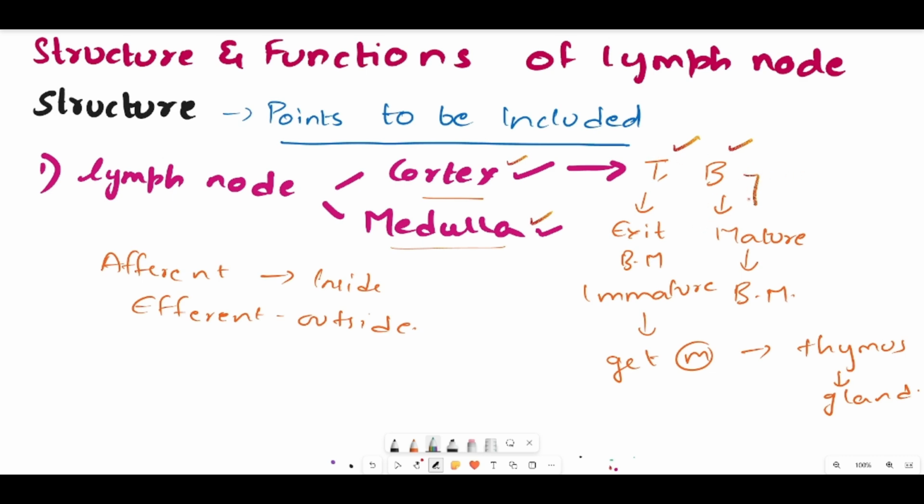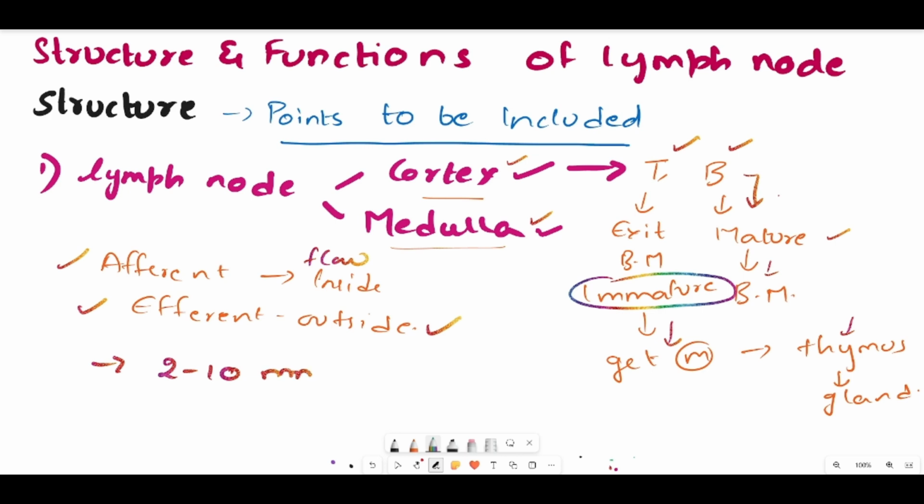The B lymphocytes get matured completely in the bone marrow, whereas the T lymphocytes exit the bone marrow in the immature form, and then they get matured in the thymus gland. In the diagram we have already seen that there are two vessels, one afferent and one efferent. Afferent means the flow is towards inside, efferent means the flow is towards outside. The size of the lymph node will be 2 to 10 mm. They are spherical in shape and also encapsulated.